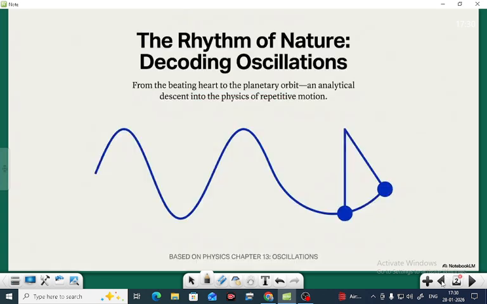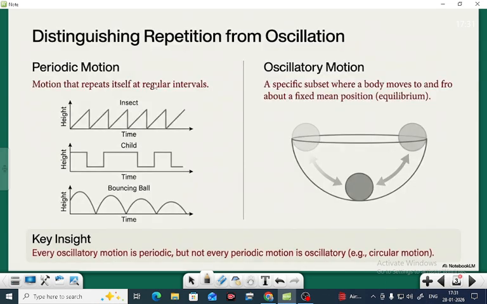Hello everyone, today we are going to discuss oscillations, the rhythm of nature: decoding oscillations. From the beating heart to the planetary orbit, an analytical descent in the physics of repetitive motion. Distinguishing repetition from oscillation. What is the difference between periodic motion and oscillatory motion?